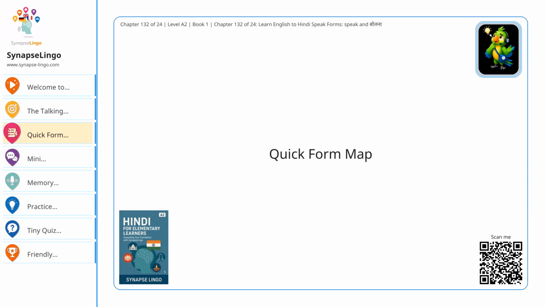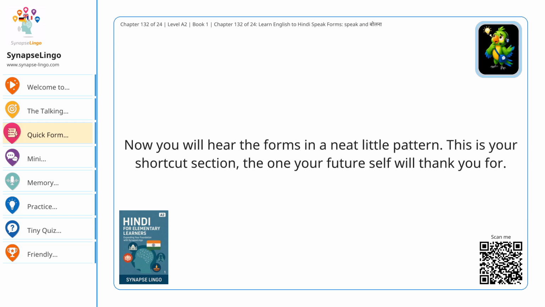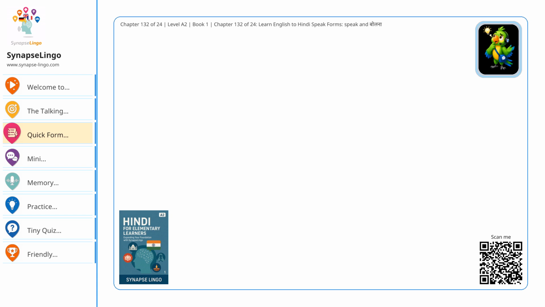Quick form map. Now you will hear the forms in a neat little pattern. This is your shortcut section, the one your future self will thank you for. Speak equals बोलना. I speak equals मैं बोलता हूँ. You speak equals तुम बोलते हो. He speaks equals वो बोलता है. She speaks equals वो बोलती है. We speak equals हम बोलते हैं. They speak equals वे बोलते हैं.